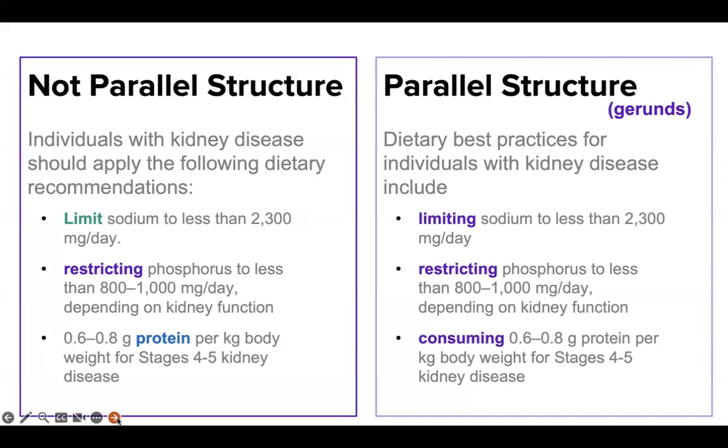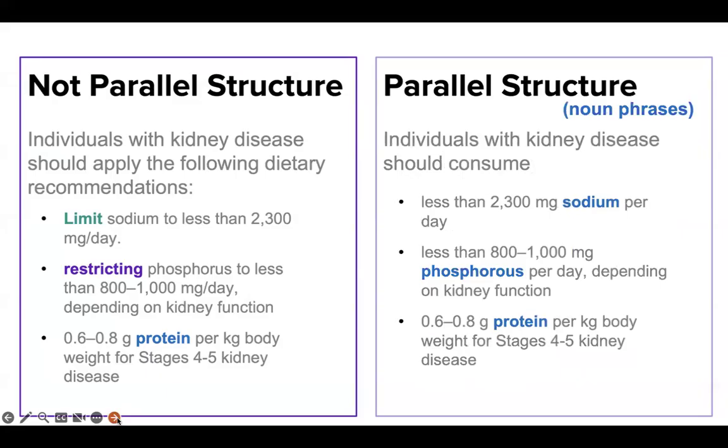Let's look at the gerund option. I switched the opening sentence up a little bit here to have it make more sense. Dietary best practices for individuals with kidney disease include what? Limiting sodium to less than 2,300 milligrams per day, restricting phosphorus to less than 800 to 1,000 milligrams per day, depending on kidney function. Consuming 6 to 8 tenths of a gram of protein per kilogram body weight for stages 4 through 5 kidney disease. Again, that one's much easier to read, and limiting, restricting, and consuming all carry the same kind of visual weight in that sentence.